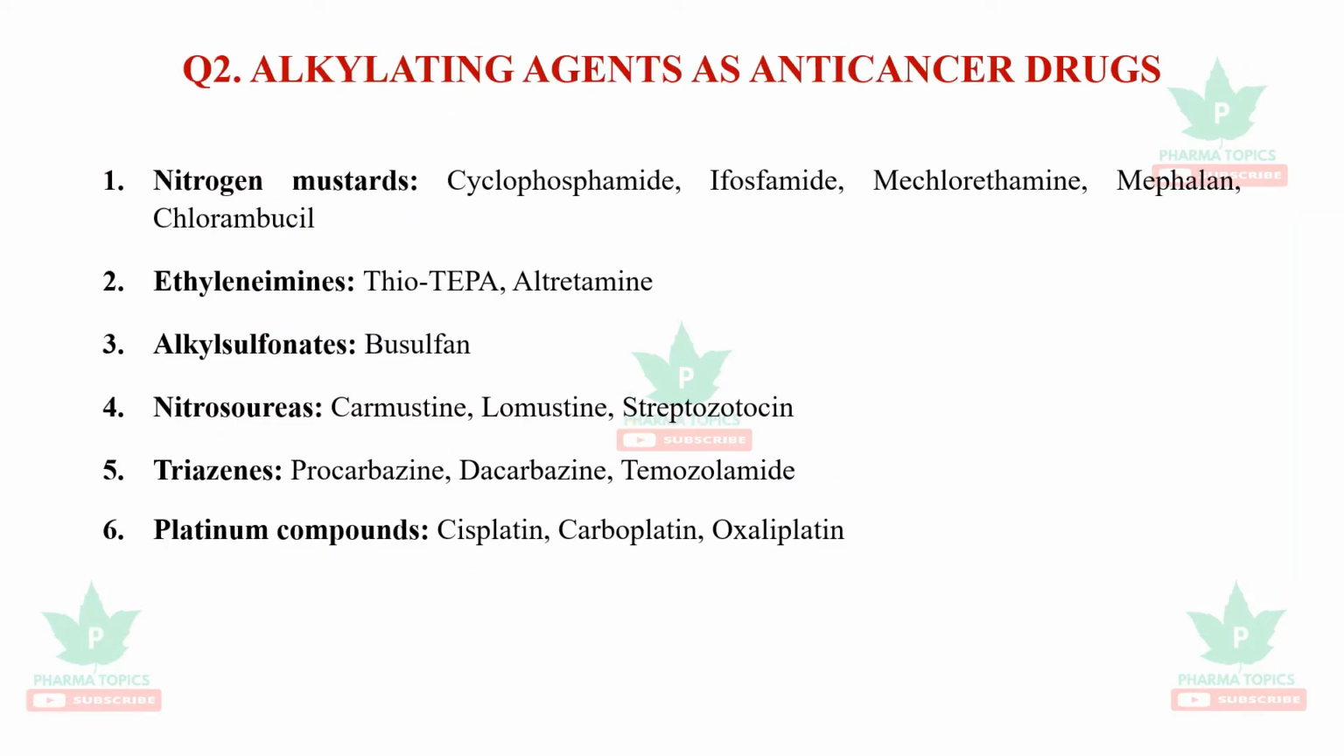The next is a short note on anti-cancer drugs, that is alkylating agents. Alkylating agents are of 6 categories. They are nitrogen mustards, cyclophosphamide, ifosfamide, mechlorethamine, melphalan and chlorambucil. Ethylene imines are thiotepa, altretamine. Alkyl sulfonates, busulfan. Nitrosoureas, carmustine, lomustine, streptozotocin. Triazines, procarbazine, dacarbazine, temozolomide and platinum compounds, cisplatin, carboplatin and oxaliplatin. So they may ask a short note of alkylating agents. You may give the classification first.